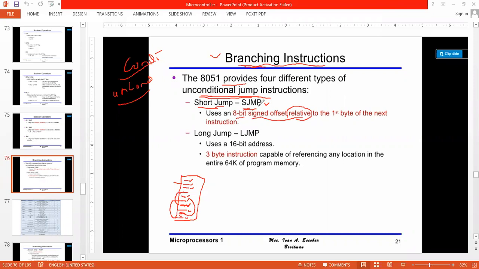Okay, so if I use SJMP, the particular address that I am going to give should be a signed address. It means only a single byte address. Single byte address means 8 bits. Out of 8 bits, the MSB is going to be either a plus or minus, and I am remaining with 7 bits. So what is 2 raised to 7?